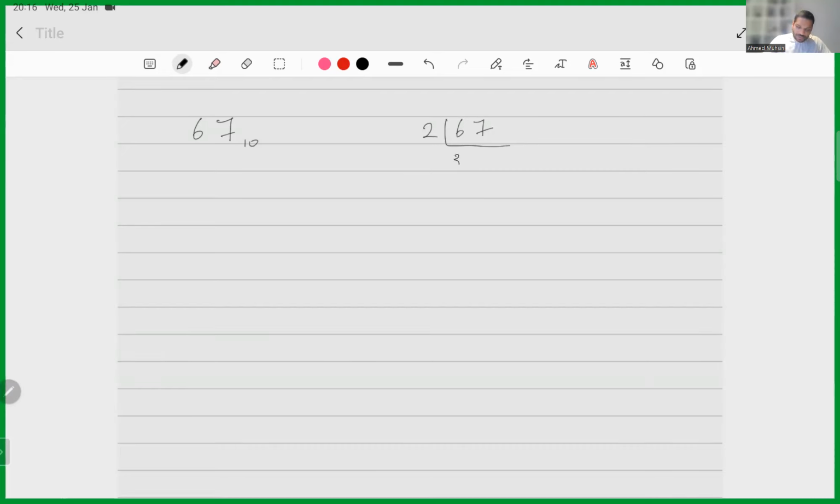Write 3 below 6. Is there any remainder? There is no remainder. So now ask, in 7, how many 2's do you have? Yes, you have 3, and then there is a 1 remainder. I'll give you a quick tip: if the number you're dividing is an odd number, there will always be a remainder. If the number you're dividing is an even number, there will not be a remainder. Just keep that in mind.